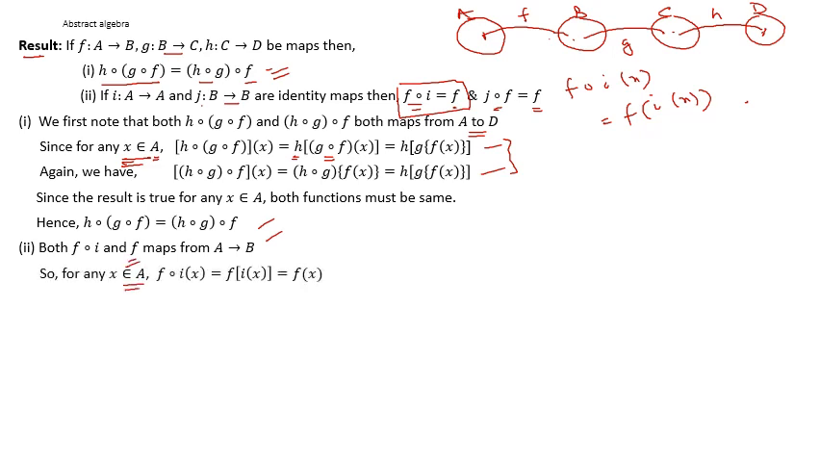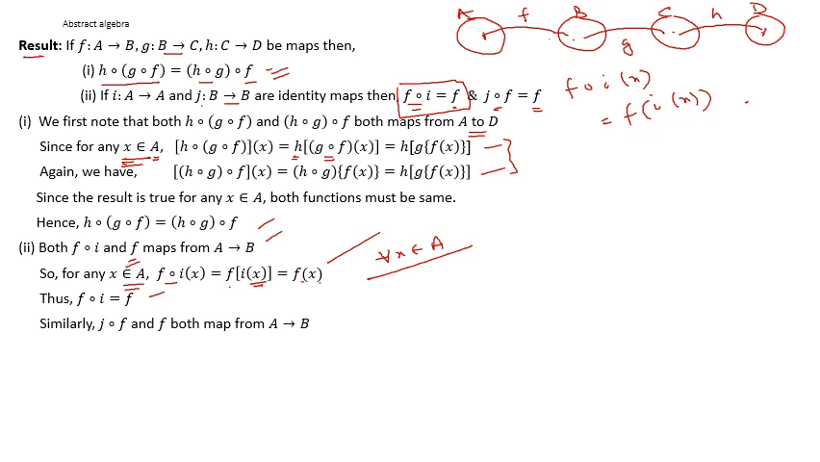Now given any x belonging to A, what is (F∘I)(x)? F composition I(x), that is F of I(x). But I(x) is identity, so I(x) is x, so this is F(x). Now this is true for all x belonging to A. For all x belonging to A, F of I(x) equals F(x). So F∘I is actually F.